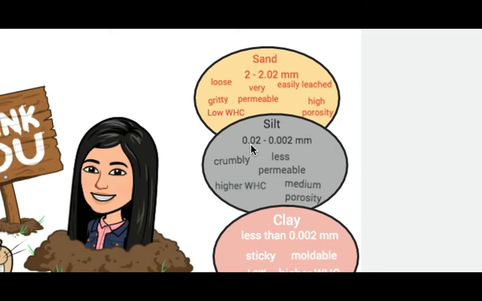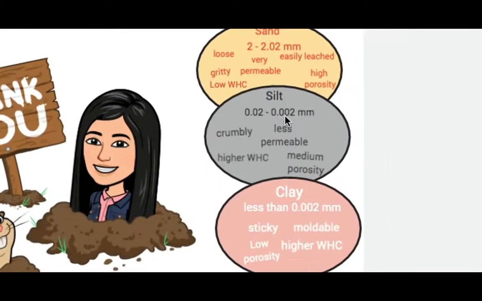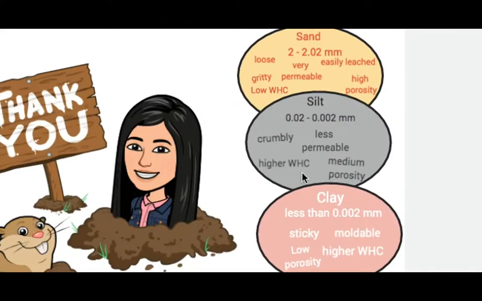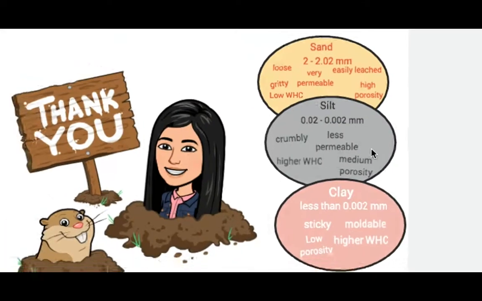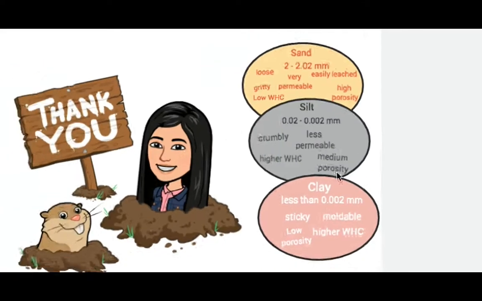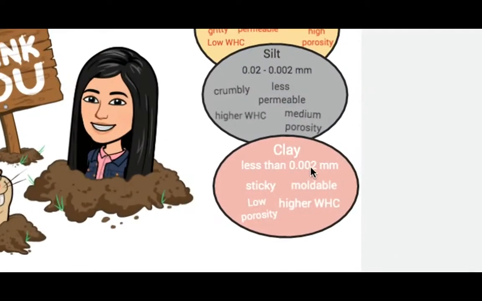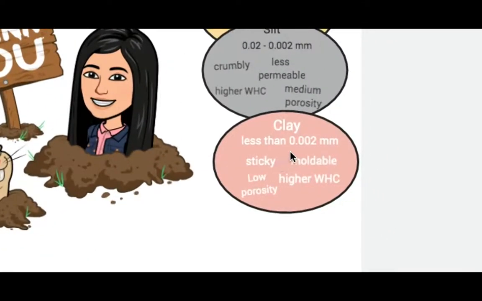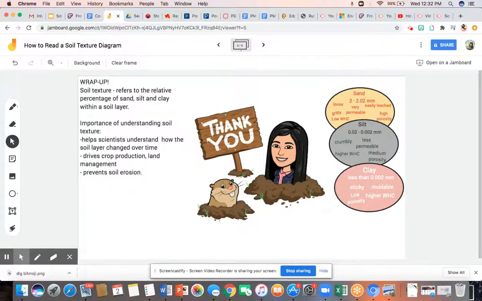Silt has 0.02 to 0.002 millimeters in diameter. Crumbly, it has higher water holding capacity, less permeable, it has medium porosity. And for clay, it has less than 0.002 millimeters diameter, is sticky, moldable, it has low porosity, and also it has higher water holding capacity.